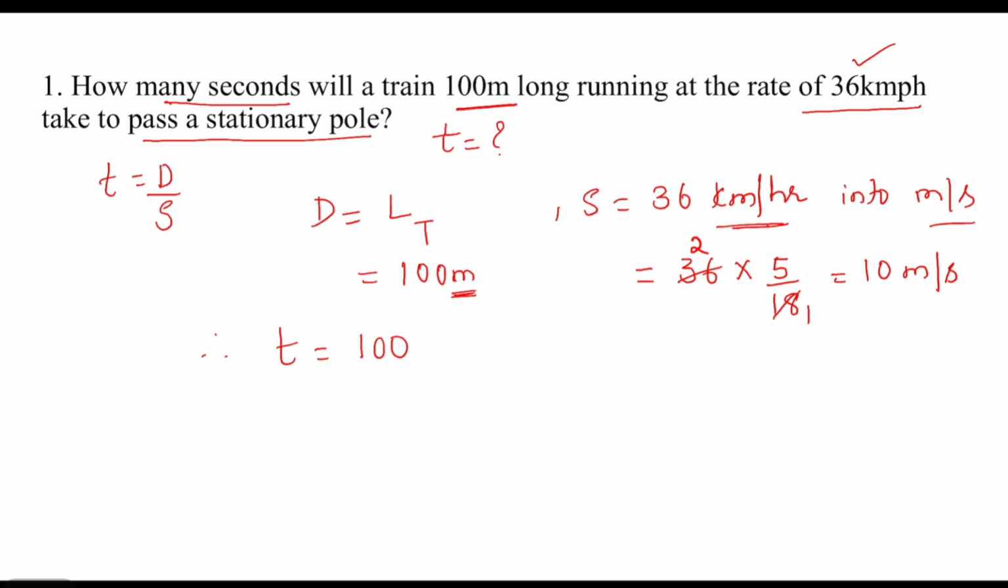Now the speed is in meter per second and the distance is in meter, so both the units are the same. Now we can take distance 100 divided by speed 10. The zeros cancel, which is equal to 10 seconds. So the time the train takes to pass a stationary pole is 10 seconds. Going on to the next problem.